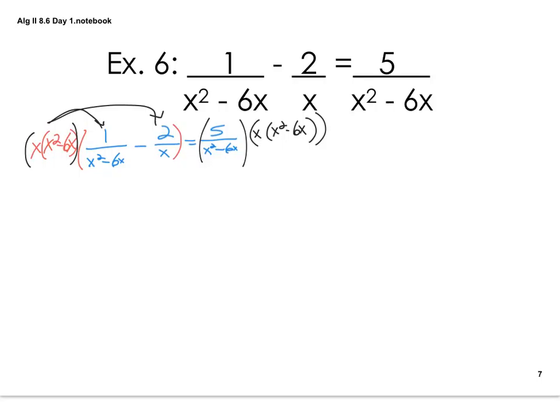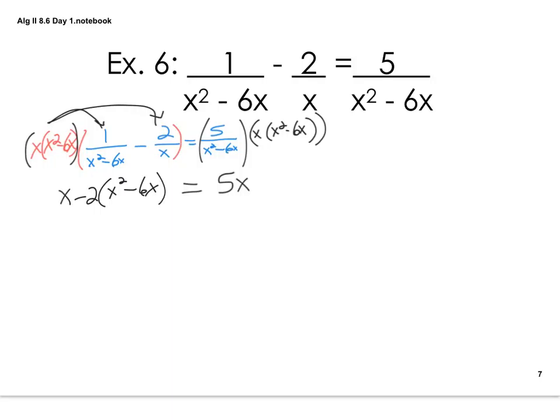So that's going to give me, on my right-hand side of my equation, a 5x. On my left-hand side of my equation, let's talk about this with a laser pointer. This and this would cancel out, so I would end up with an x. Then when I distribute here, my x and my x would cancel out. So then I would have a minus 2 times all of that stuff right there, x squared minus 6x.